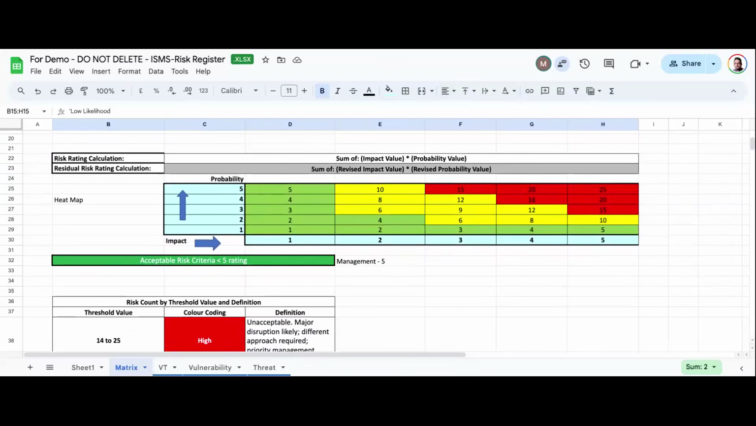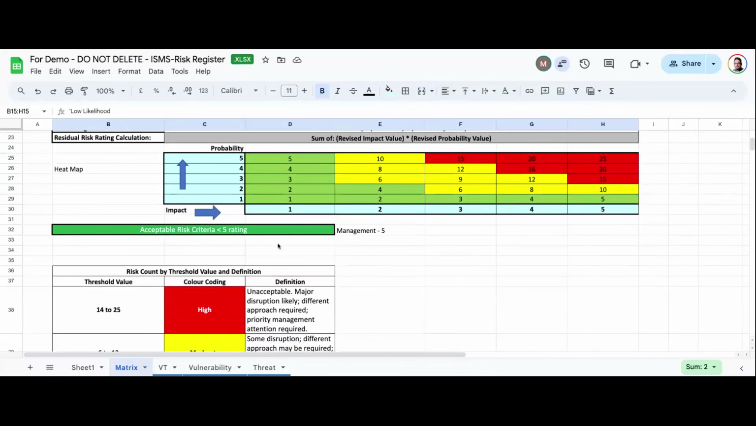A very important thing comes up, which is acceptable risk criteria. Now, what is acceptable risk criteria? Anybody? So risk is there, but there is no impact. So in that case, we can accept the risk. How much is the company's risk tolerance? This is acceptable, based on the risk tolerance.